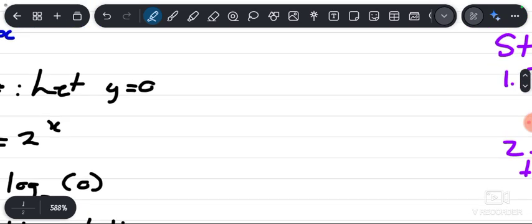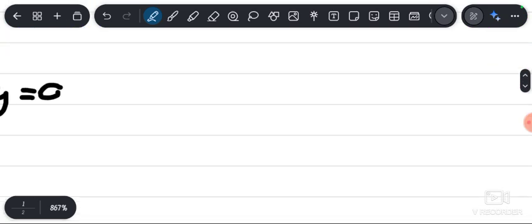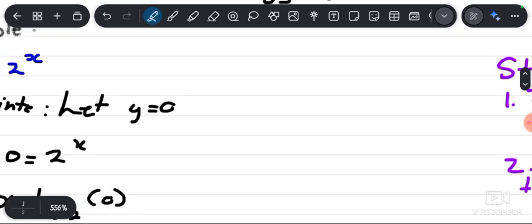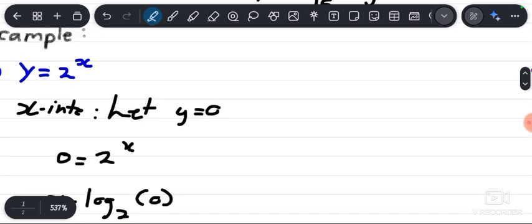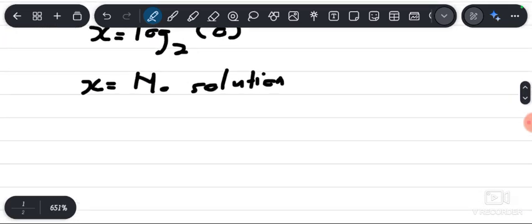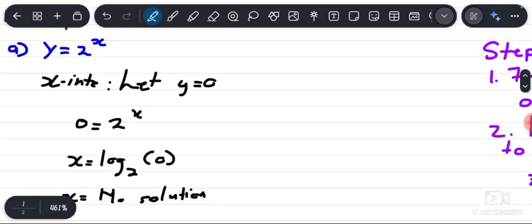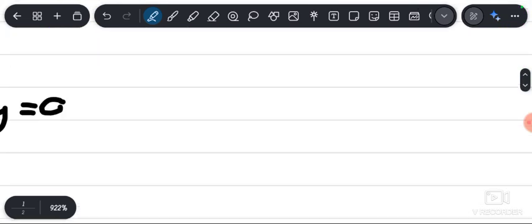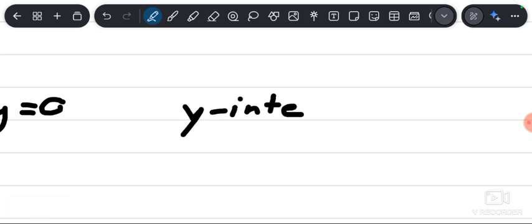Do not worry. Sometimes the graph does not have a y-intercept, or does not have an x-intercept at all, right? Now it means here there is no solution for both the inverse or the original, so there's nothing that we're going to swap over there. Then there we're going to find now our y-intercept. What do we do for the y-intercept? We let x be equal to 0. So let's go ahead and do that.